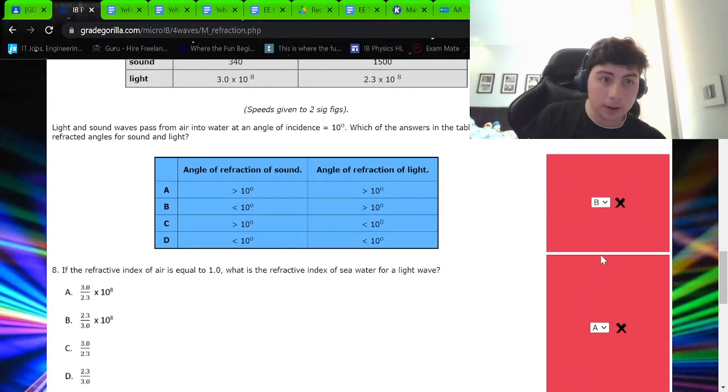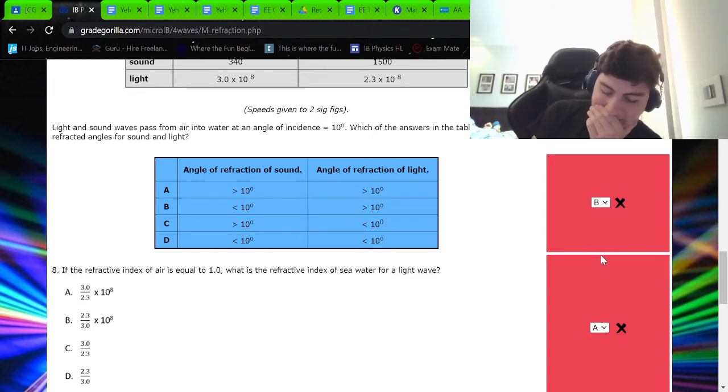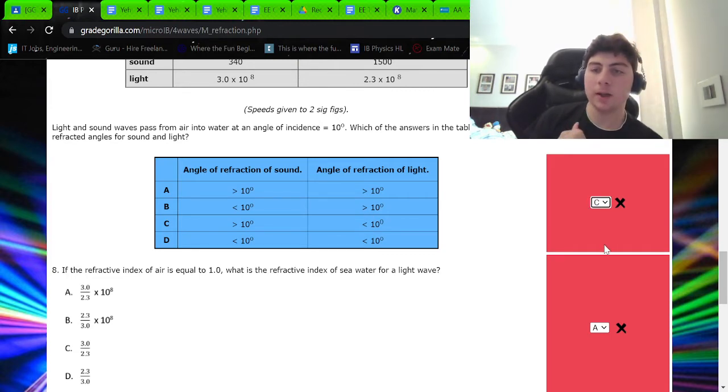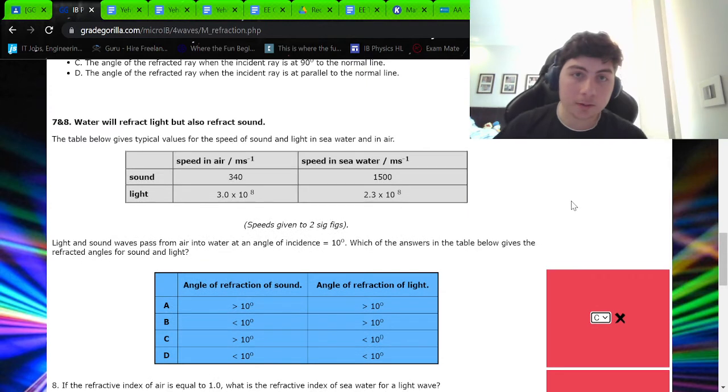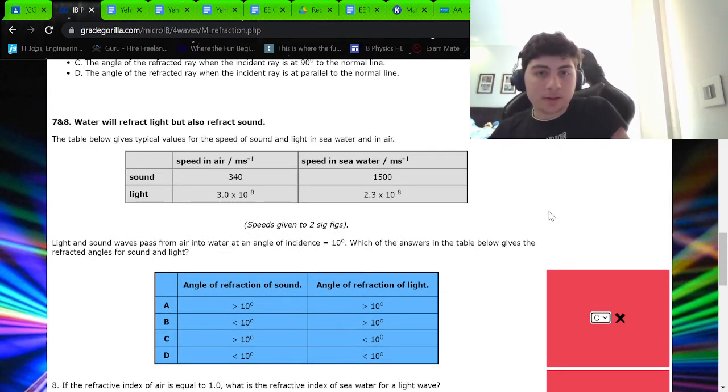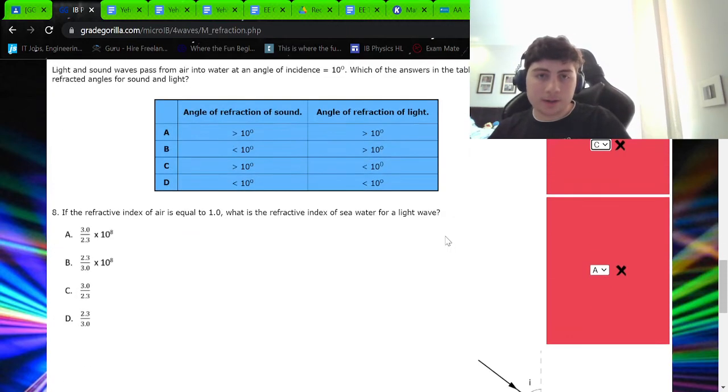Here, question, what is it, 7? Guess B. I didn't get that right. So is it flipped then? Is it this one is greater than that? So maybe C? Maybe? I don't really get this question. That like the angle of incidence is 10, that the angle of refraction is bigger, and then for sound it's smaller, something like that. I know it's bigger for sound. Is it not bigger for sound? I guess it's smaller for sound then.